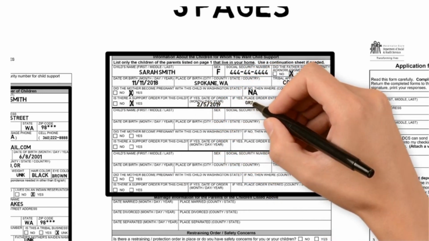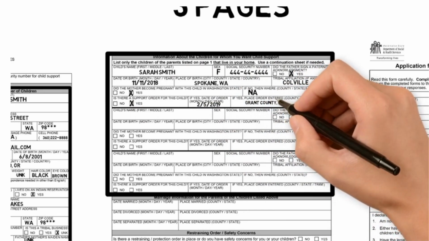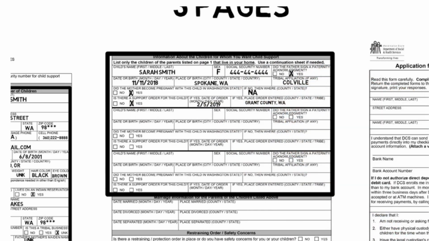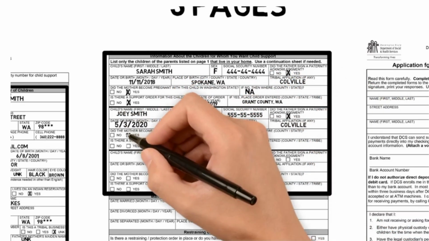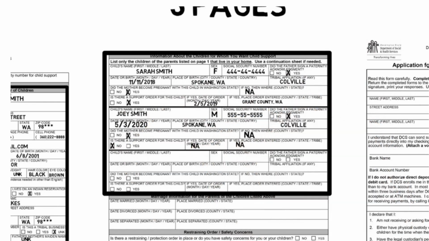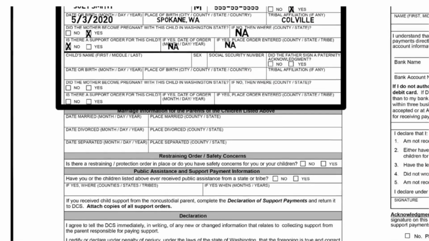Is there a child support order already in place for this child? Knowing this will help DCS determine the next steps. If there is an order, it would be wonderful if you can provide a copy. If you can't provide a copy of the order, at least try to provide an approximate date and the county and the state of the order. Fill out a section for each child of the parents listed on page 1 that live in your home. You can use a continuation sheet if you need.